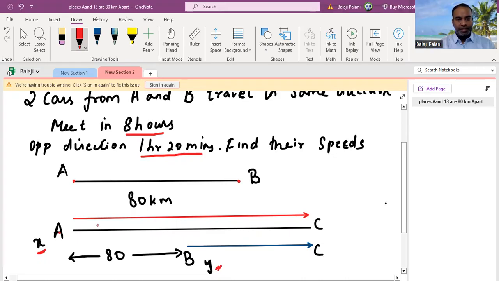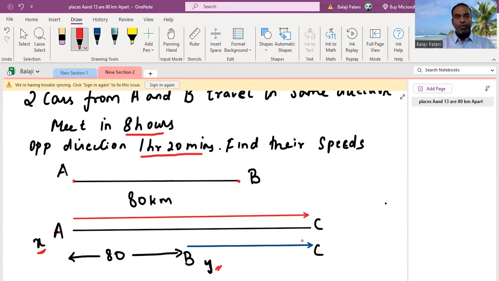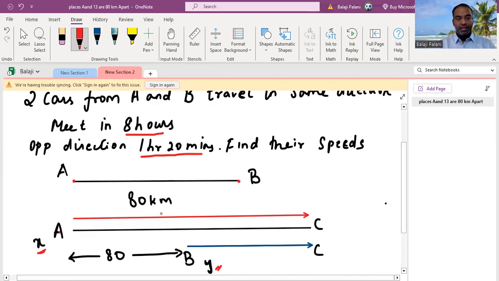So what is the condition here? If they travel in the same direction, we can see A is traveling towards C, B is also traveling towards C. They meet at 8 hours. So 8 is the time and x is the speed of A. So the red line is the distance, which is speed into time. So the distance traveled by A from A to C is 8x kilometers.